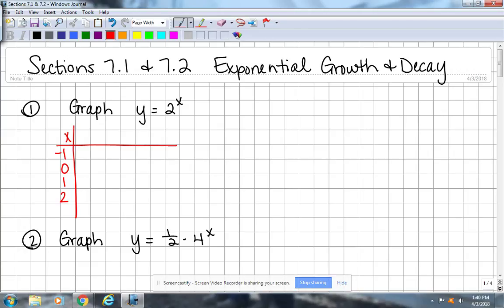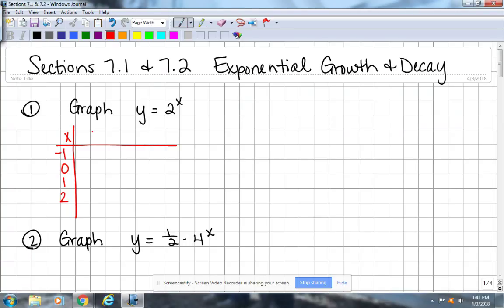Now we're going to start with exponential growths. You know it's a growth if the number you're raising to the x power is bigger than 1. If this number is smaller than 1, if it's a fraction that's smaller than 1, it's a decay. So we'll see some of those in a little bit.